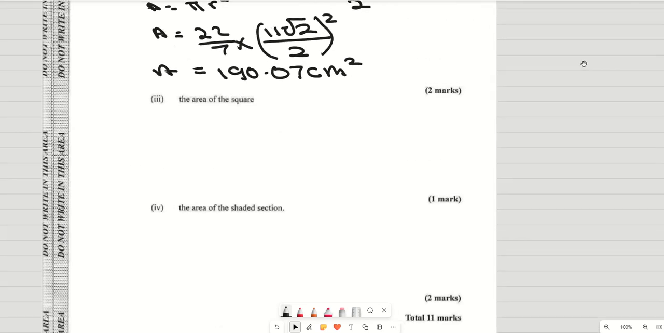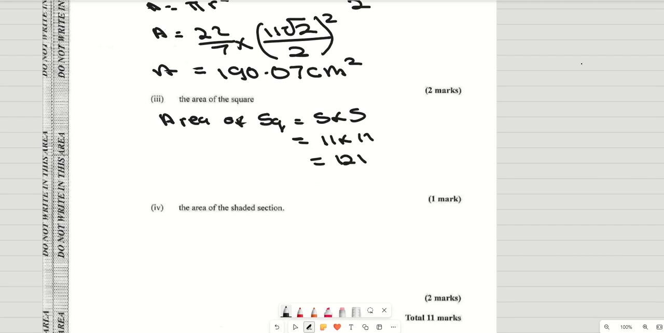Then part 3, they want the area of the square. Very easy. Area of a square is equal to side times side. We know a side is 11. That's 11 times 11, which is equal to 121 centimeters squared.